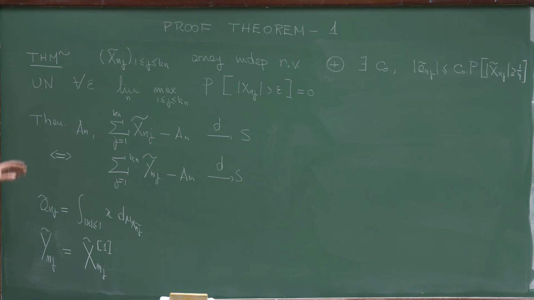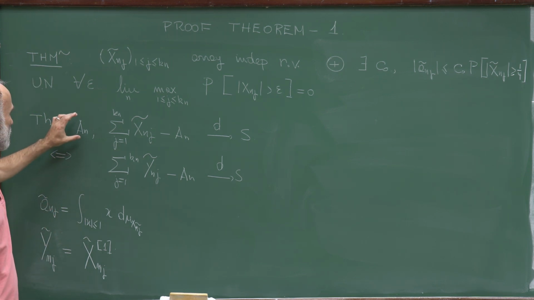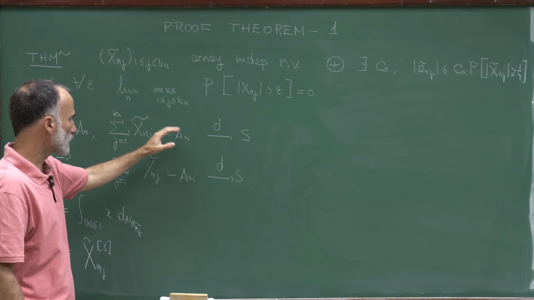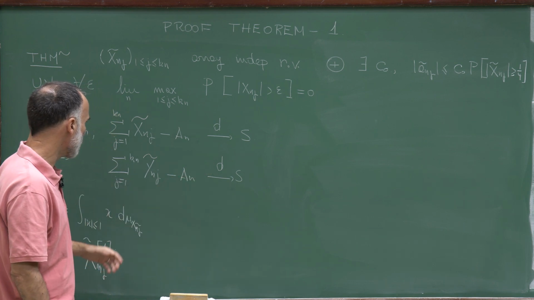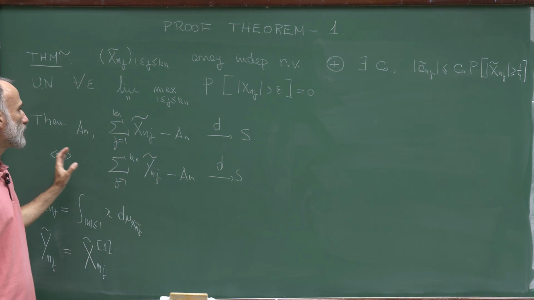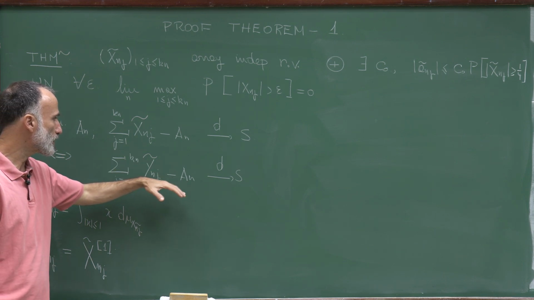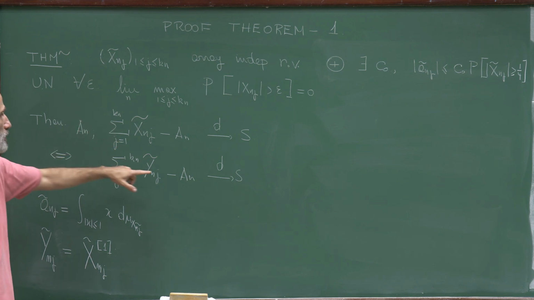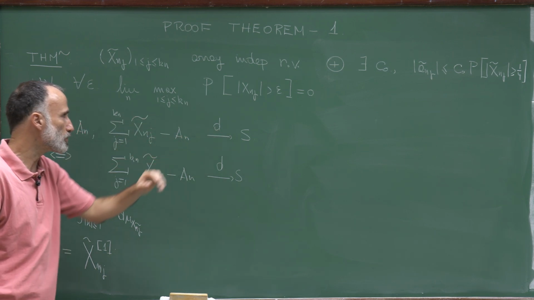So the Tilde Theorem reads as follows. If there exists a sequence a_n for which this object converges in distribution to a random variable S, then this object converges to the same law. And if there exists a_n for which this object converges in distribution to a law S, then for the same sequence a_n, this one converges to the same law.